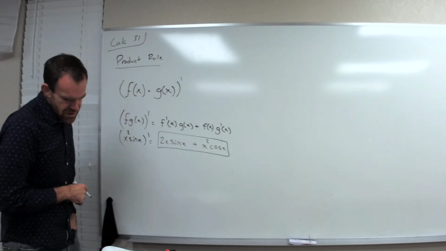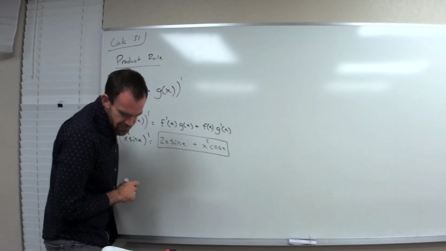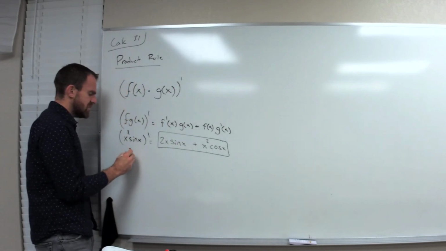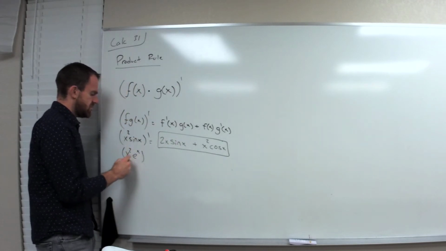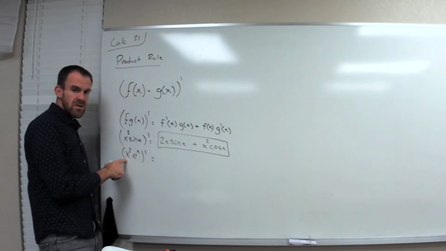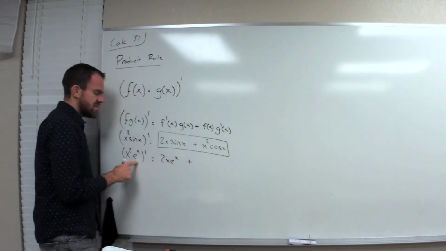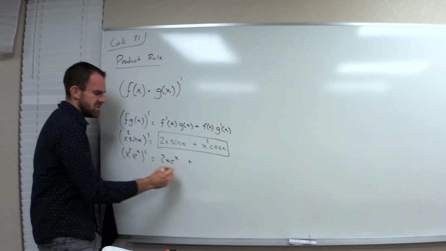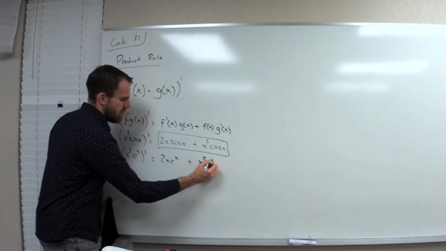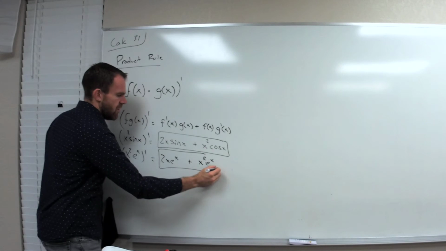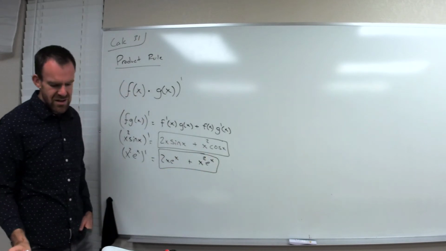Bingo. Let's try another one. We have x squared e to the x. They're liking those x squareds. So derivative of the first would be 2x. Derivative of the second would be e to the x times unchanged first. So that's your derivative of x squared e to the x.